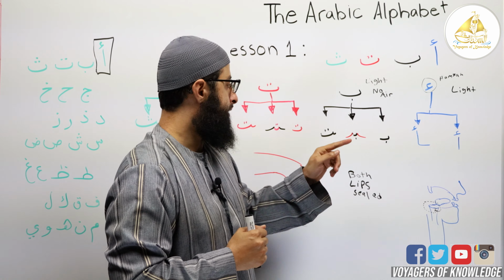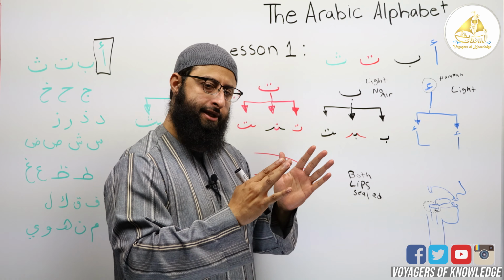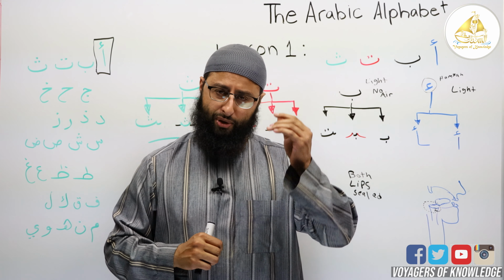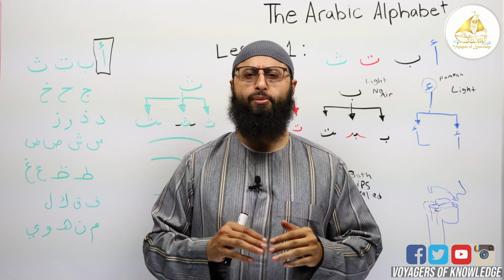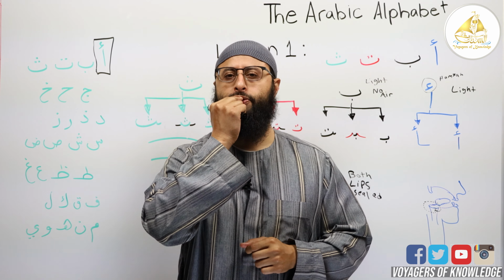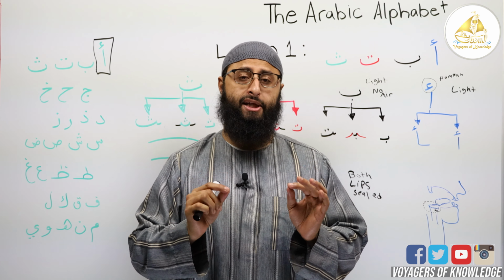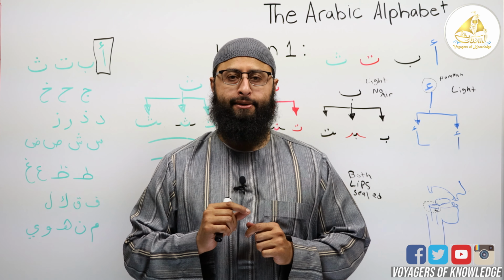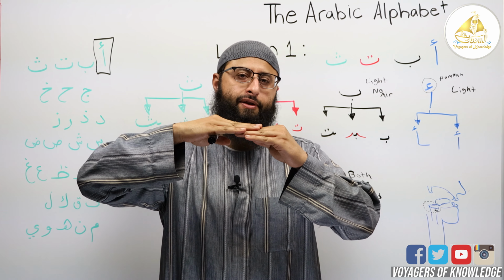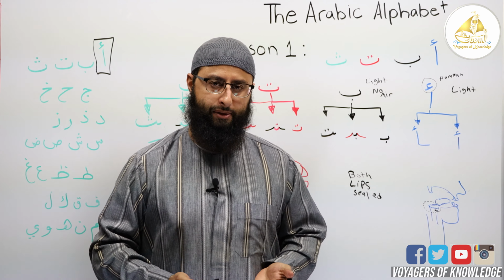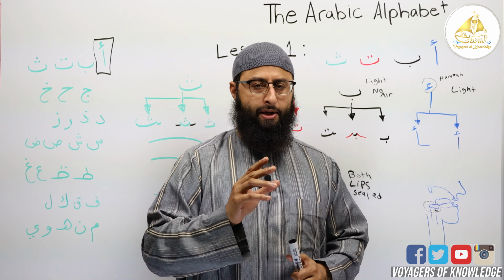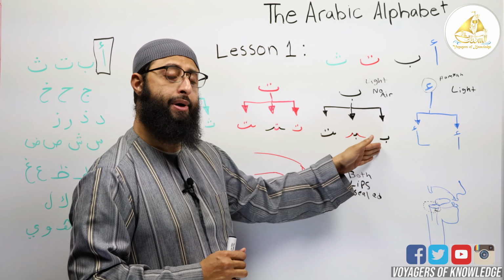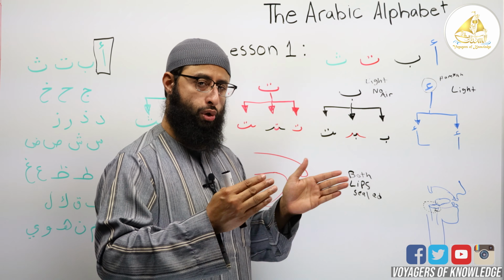Now that we talked about the common mistakes, let's move on to the location of the ba. The ba, very easy letter to pronounce, and many people have no trouble with it. It requires you to use both of your lips, and both of your lips will be sealed when you pronounce the letter ba. Ba. So they seal, and then they open, releasing the sound. Ba.